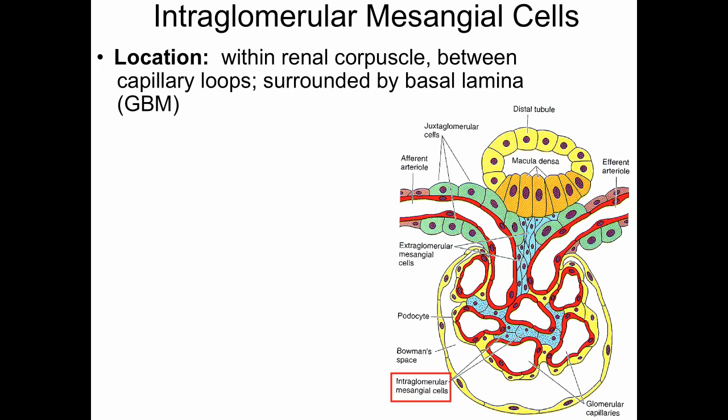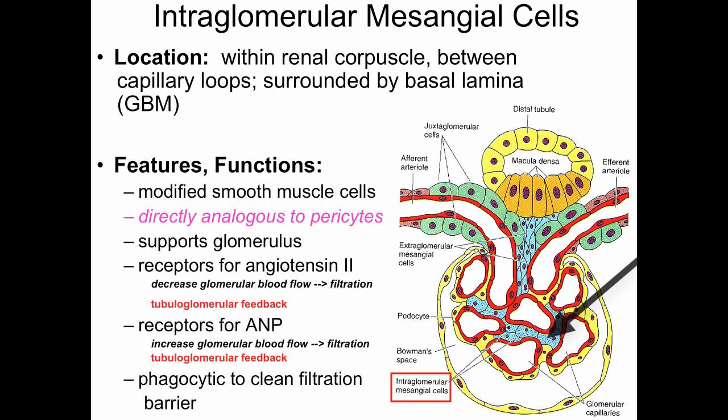Let's talk a little bit about these intraglomerular mesangial cells. They would be these cells shown in blue within the glomerulus. These are within the renal corpuscle. They're between the capillary loops, and they're actually surrounded by the basal lamina of the glomerular capillaries. So they're surrounded by the glomerular basement membrane. These intraglomerular mesangial cells are modified smooth muscle cells. They are directly analogous to pericytes.